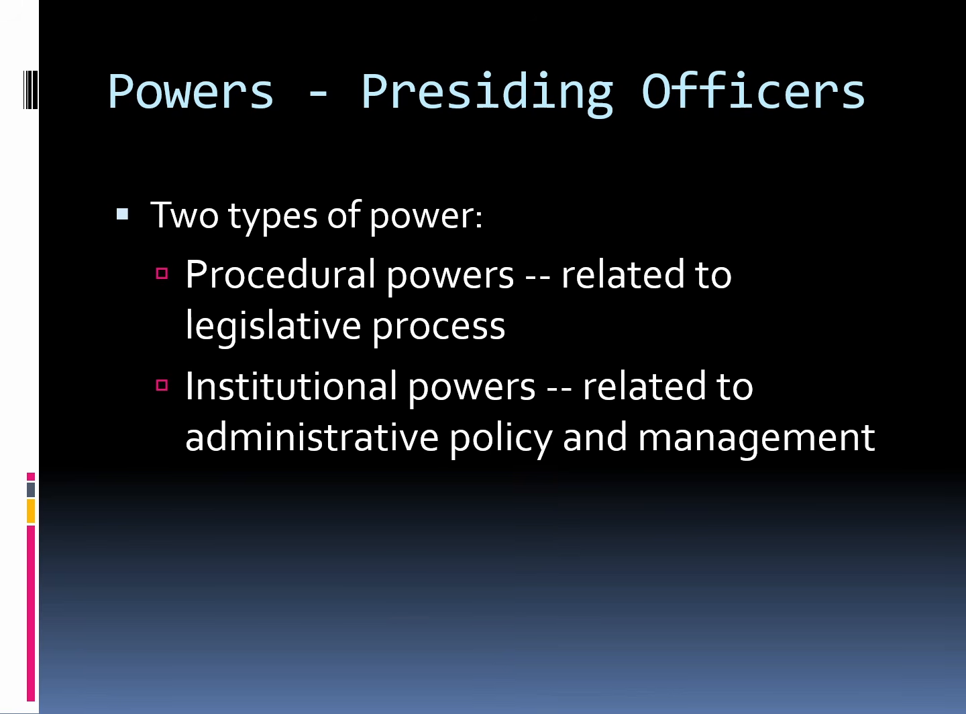All right, I talked about the powers of the presiding officers, and this is going to start to tell you where they derive their powers from. Why are they such powerful positions? One of them is related to the procedural powers, everything that deals with this legislative process that I was talking about, how the bill becomes a law. The other one has to do with the institutional powers, and this is related to the administrative policy and management, or the oversight functions that the legislature has over many different areas.